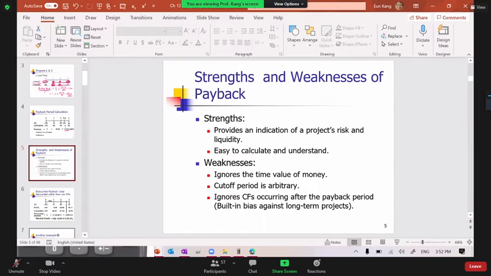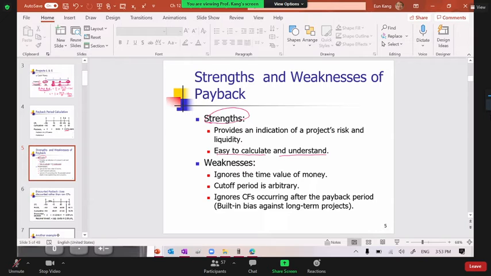So this one, the calculation is easy, right? You have to know the strengths and weaknesses of the payback period rule. The strength is that it is easy to calculate and understand. Pretty easy, right? Just how long will it take to get your money back? And also, the longer the payback, the higher the uncertainty, right?